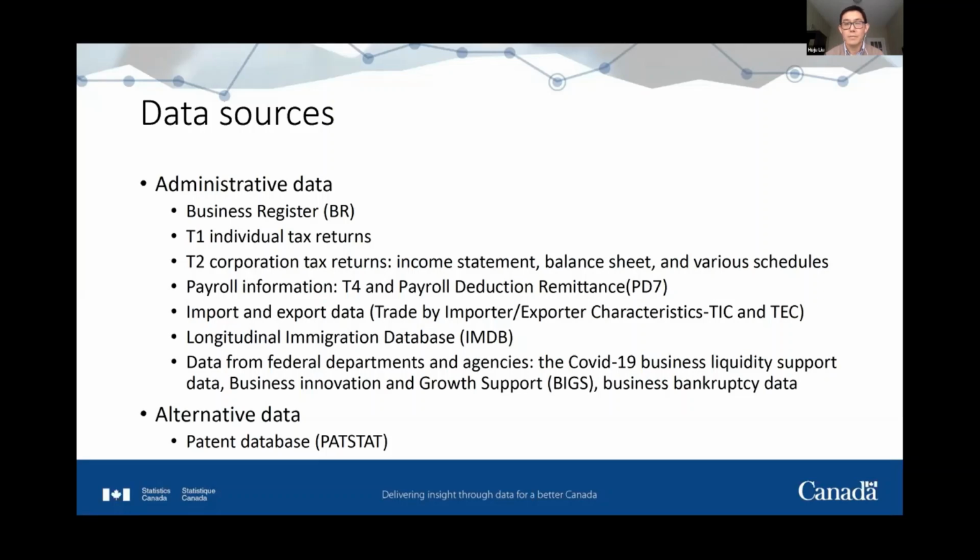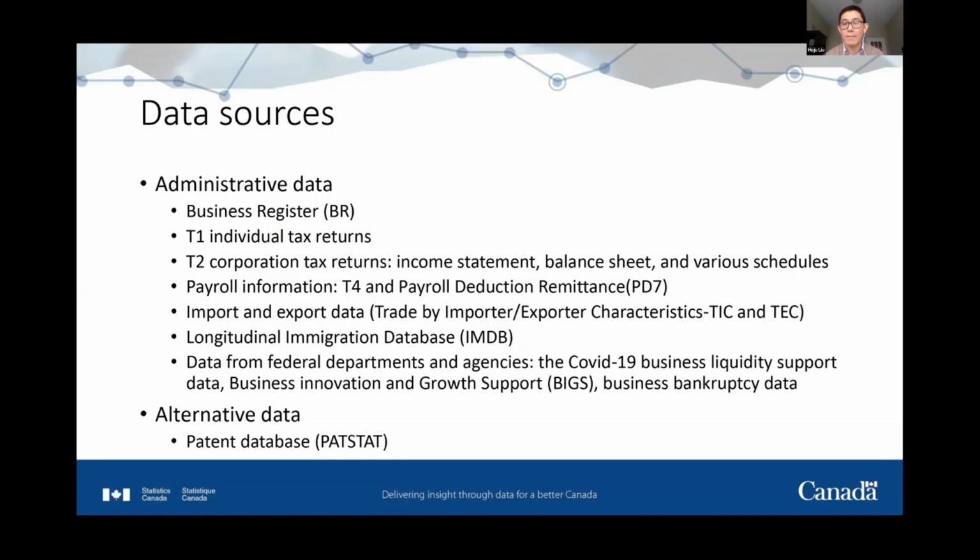We also have the payroll information from either the T4 or the payroll deduction PD7, which is monthly payroll information we get from CRA. We also have the trade data, both import and export at the enterprise level, including information on the destination country and source country, and also the commodity product imported or exported. We use the longitudinal immigration database to provide information on immigrants, and we also recently have some data from different federal department agencies.